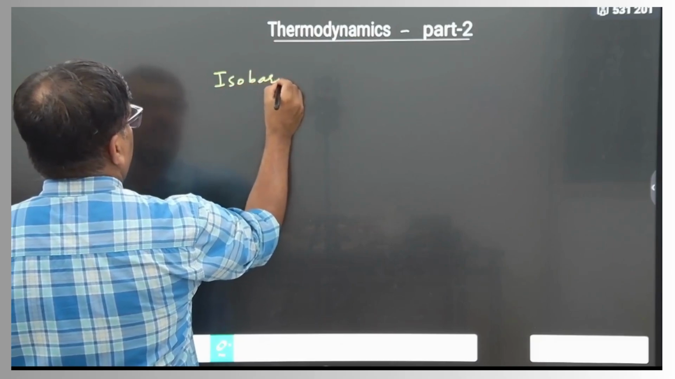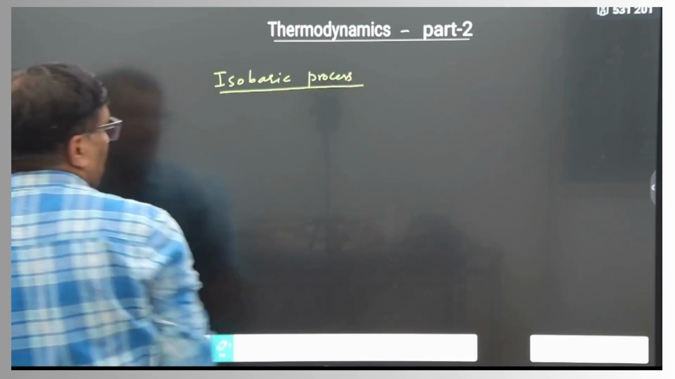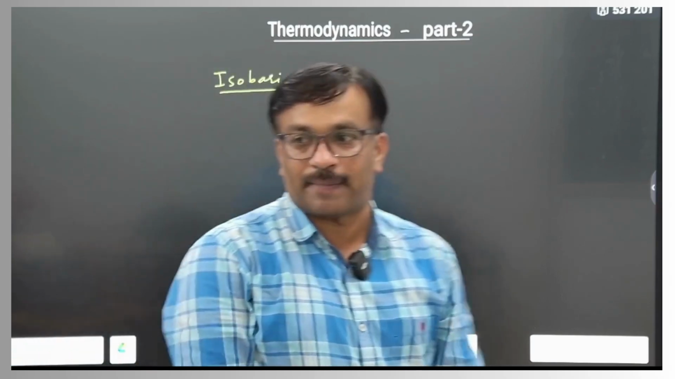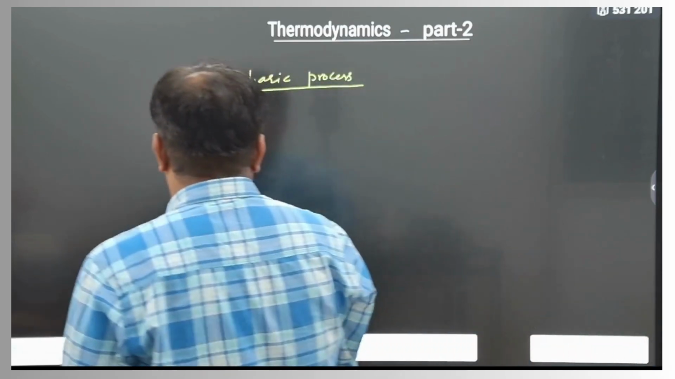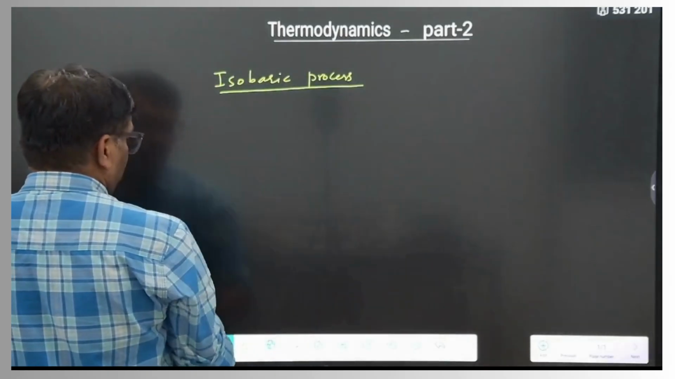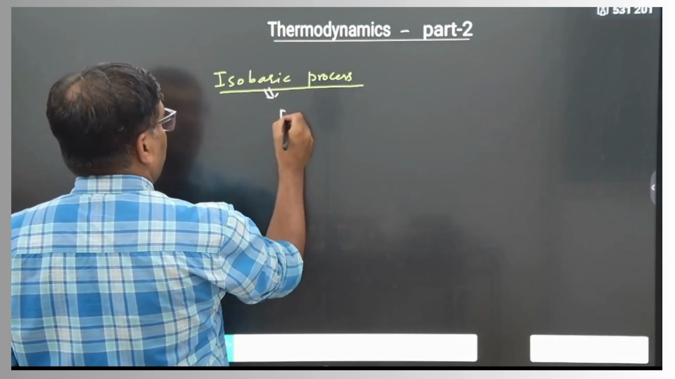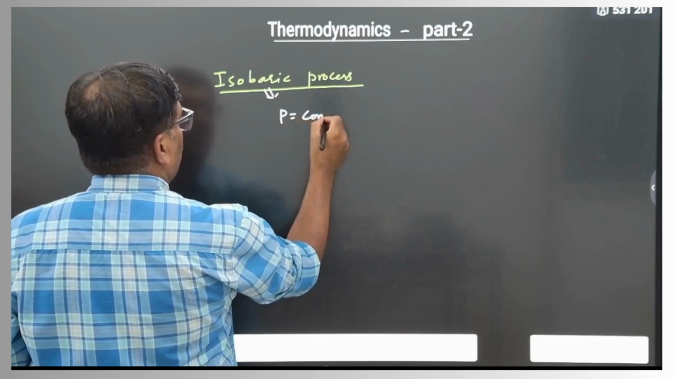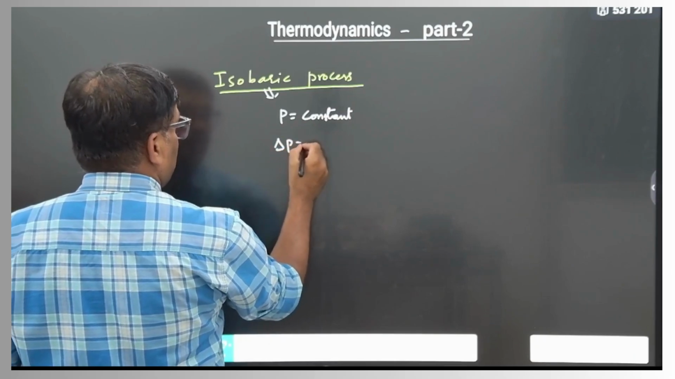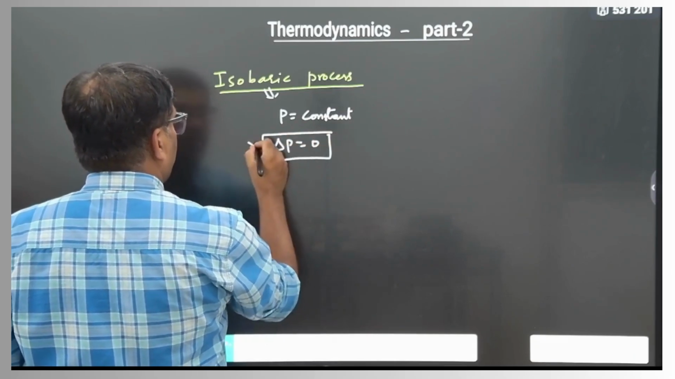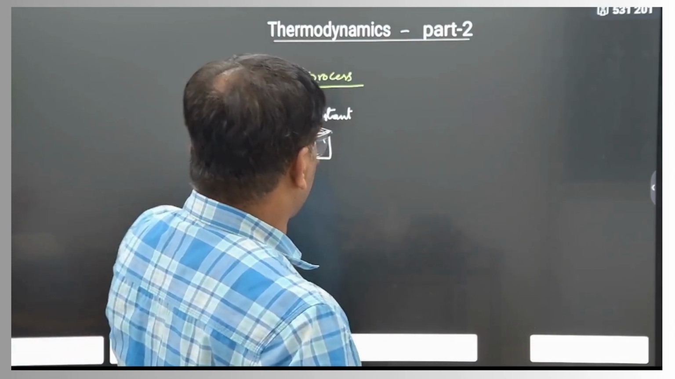Isobaric process. What is this isobaric process? Iso means same, baric means bar, which is a unit of pressure. So throughout this process the pressure remains constant. Pressure is constant means the change in pressure is equal to 0. Right? Pressure is constant.